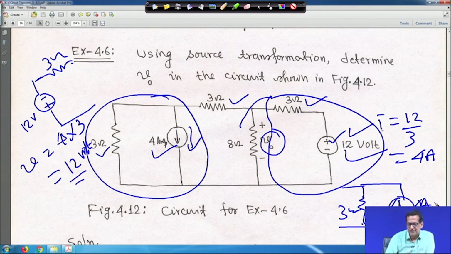So, if we do so, then the circuit configuration will change. Everything is there at the bottom, but before that I am just trying to explain how we actually obtain it. So, let me clear it.